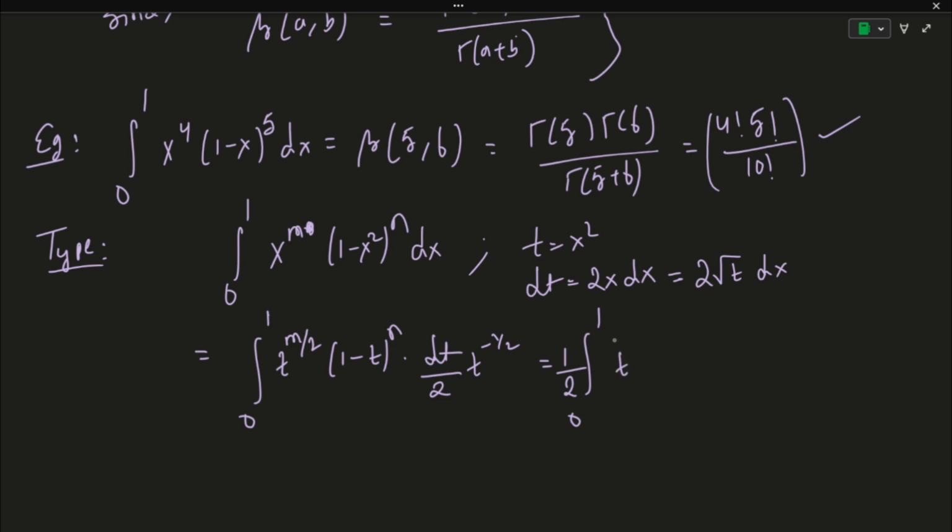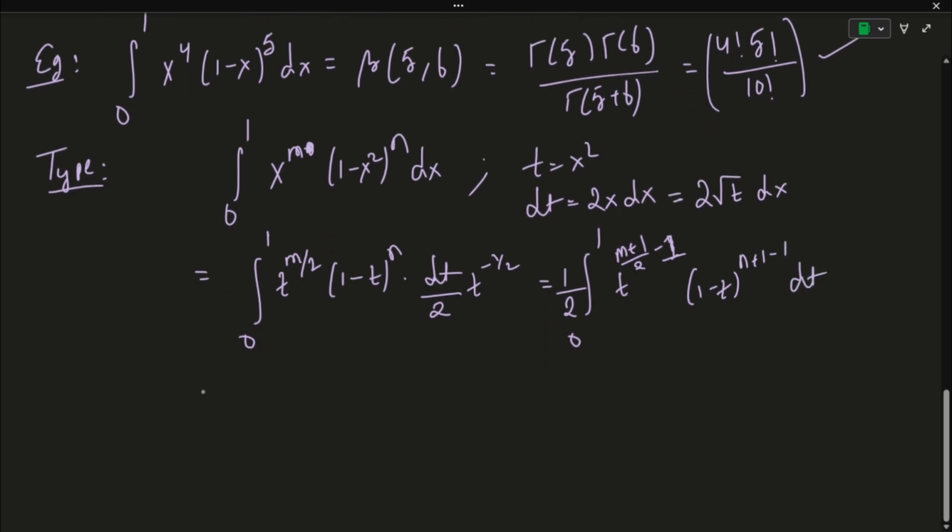And if you were to write it in the form of a beta function, you can simply write it as t to the power (m plus 1) by 2 minus half, minus 1, I think, yes, minus 1. And then you can write (1 minus t) to the power n plus 1 minus 1 dt. Now you see this is in the form of a beta function, and you can simply write the value as beta of (m plus 1) by 2 comma n plus 1, and then there is a half outside. Now you can simplify it using the gamma function. So yeah, these are also forms of the beta function that you must know.